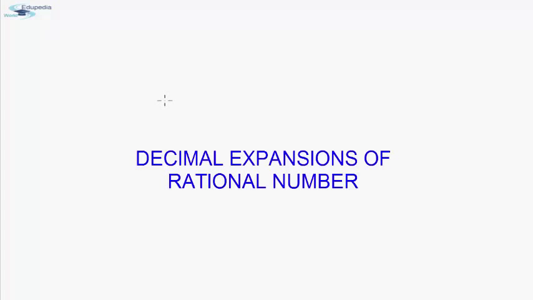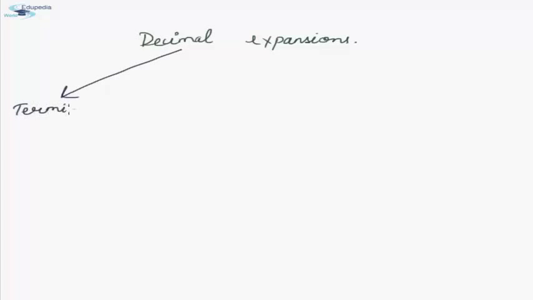In this video, we will be discussing decimal expansions of rational numbers. Friends, decimal expansions can be broadly divided into three categories. The first is terminating decimal expansion.